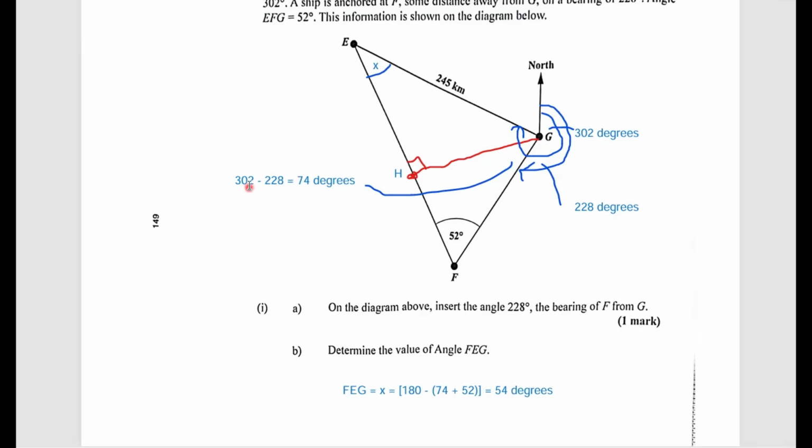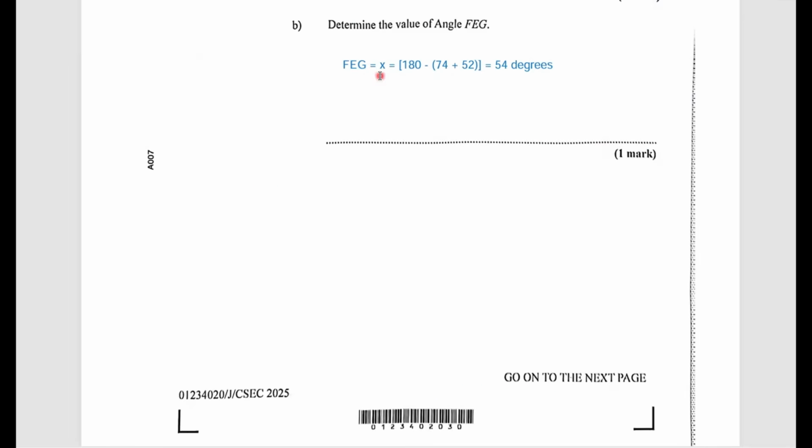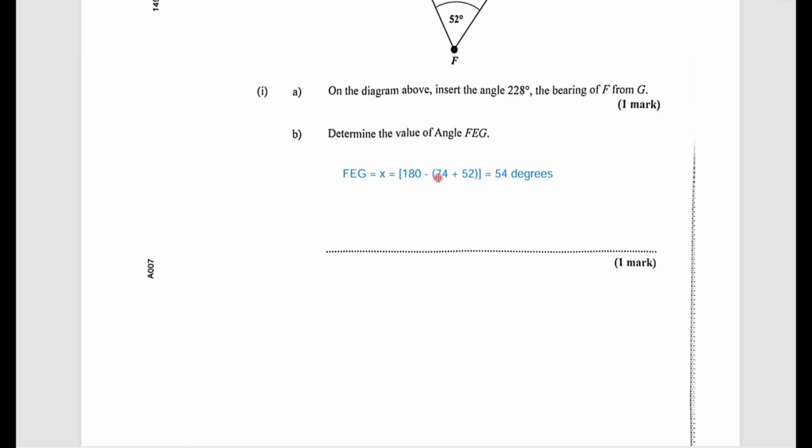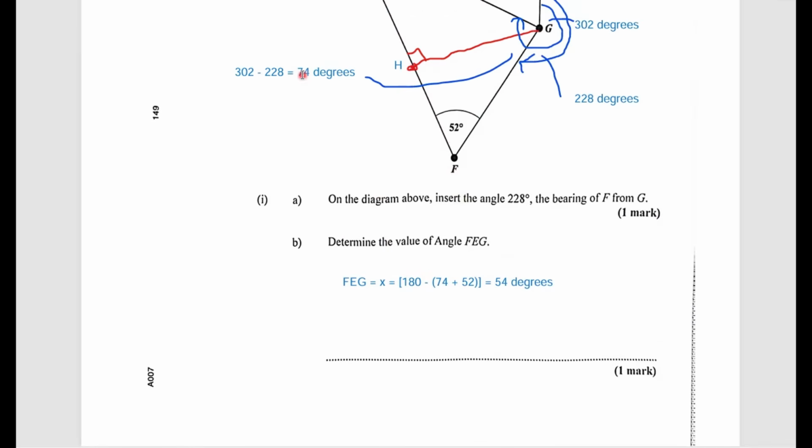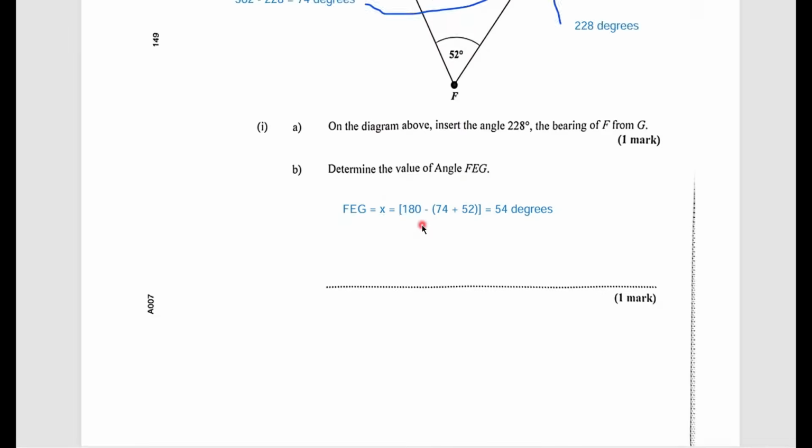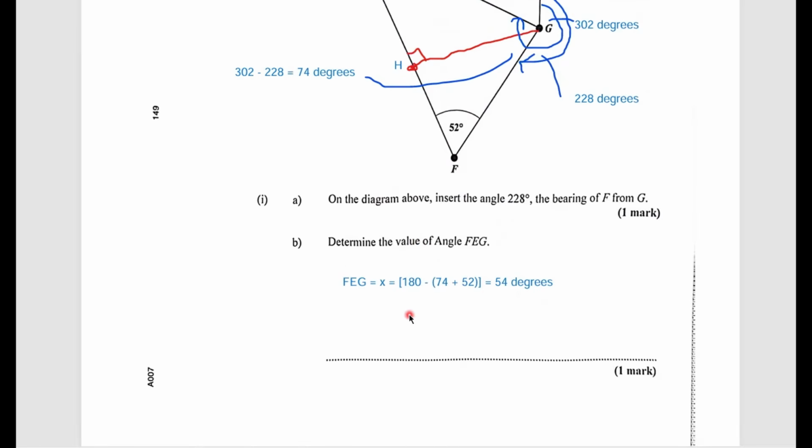So what would be my angle inside here? It'll be 302, which is this. 302, subtract your 228, and that'll give you what? That'll give you 74. So here's 74. So 74 add 52 add X is 180 degrees. So 74 add 52, subtract from 180, get 54 degrees. That's what X is. Again, 180 degrees in a triangle, right? I think we know that.